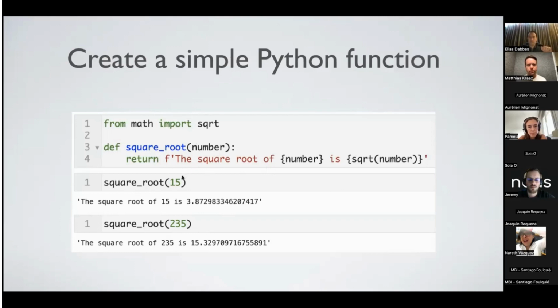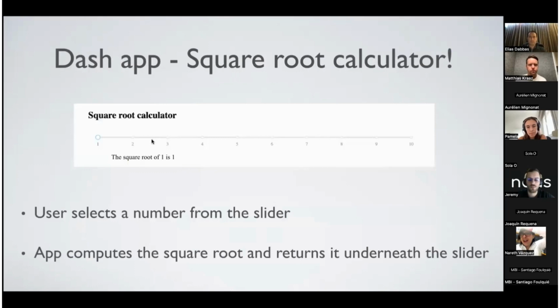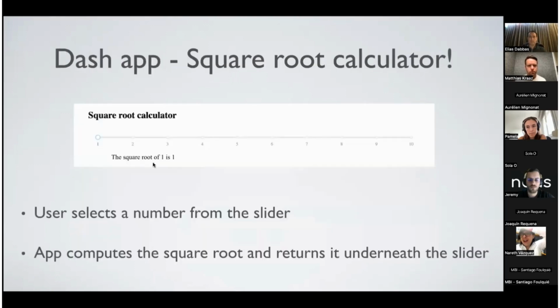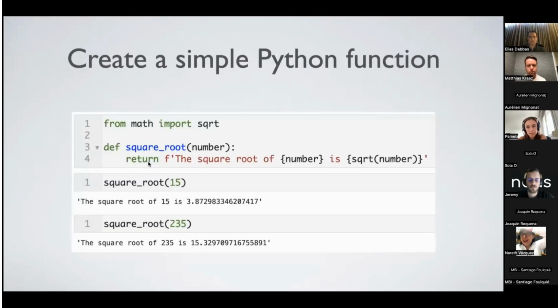Now, this is a Python function that someone who is coding can use. We are going to create this interactivity for the user. We're going to make them use this function, but without touching the code. So the user is going to input a number by selecting it over here. In the background, we're going to run this function, and the output is going to be this output over here.